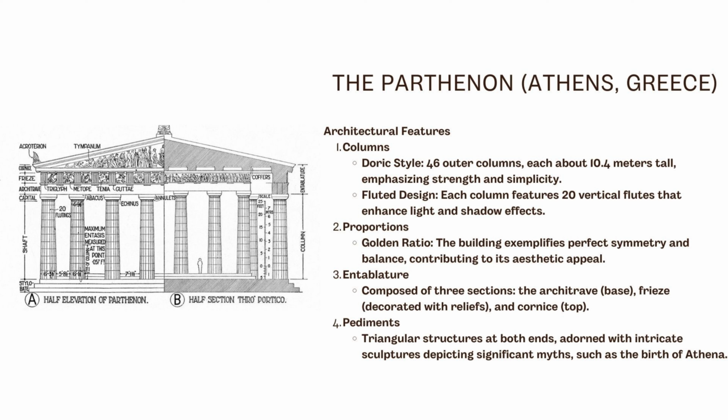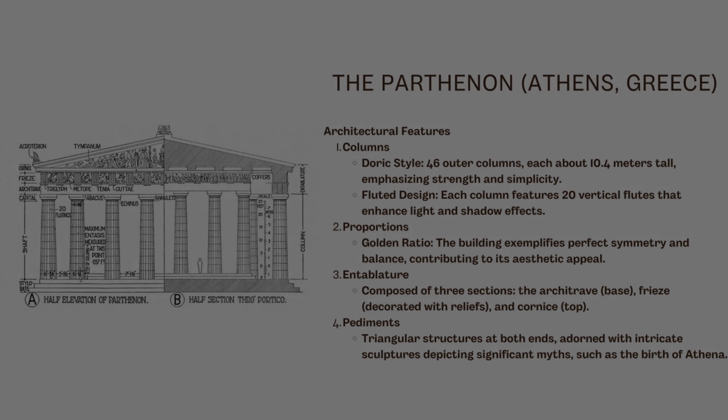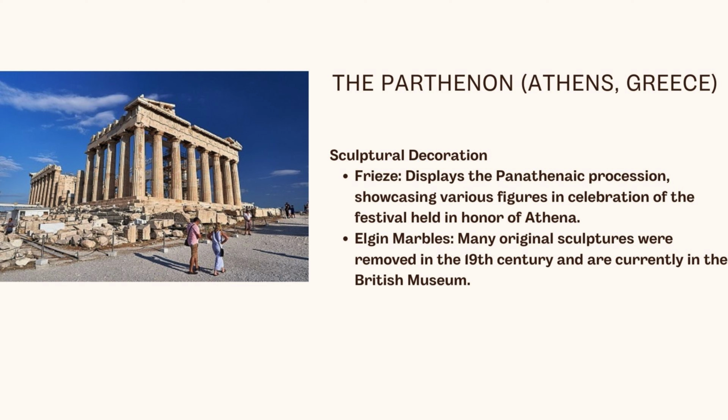Third one is the entablature, composed of three sections: the architrave base, the frieze decorated with reliefs, and the cornice at the top. Pediments, triangular structures at both ends, are adorned with intricate sculptures depicting significant myths such as the birth of Athena. Sculptural decoration displays the Panathenaic procession, showcasing various figures in celebration of the festival held in honor of Athena. Elgin marbles: many original sculptures were removed in the 19th century and are currently in the British Museum.